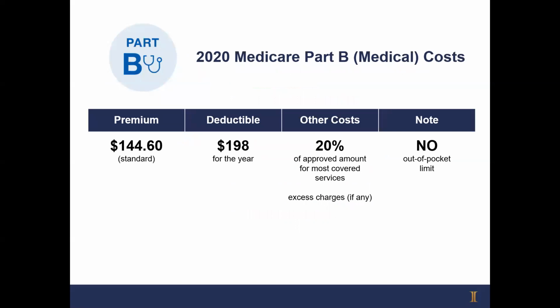And the Part B cost for 2020, the standard premium is $144.60. That does vary based on your income. So we will get to that too. The higher your income, the higher your Part B premium is going to be. But the standard is $144.60.